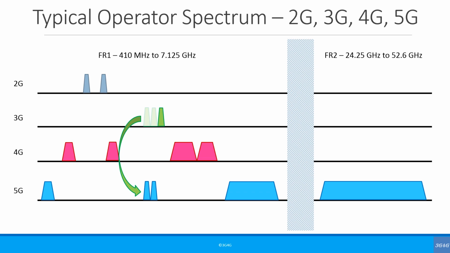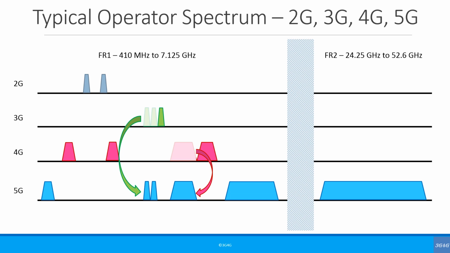So what some operators might do is refarm some of their spectrum, 3G spectrum for example, to 5G, or refarm 2G spectrum to 5G. But what it means is they might have very limited service available. So in this case, in 3G, the operator will have very, very limited service available, because they have refarmed most of the spectrum for 5G. And the same thing will happen, so a lot of 4G spectrum might actually be refarmed for 5G.